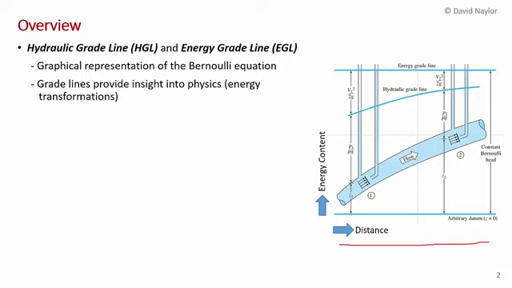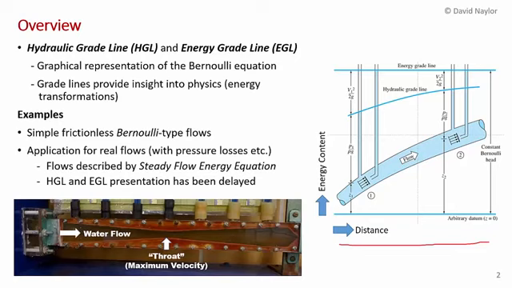So in this video, I'm going to start by defining what the hydraulic grade line is and what the energy grade line is, and then I'm going to apply these concepts to a couple of examples. I'm going to start with simple frictionless Bernoulli type flows. Remember that the Bernoulli equation applies to flows that are inviscid, have no viscosity, no energy losses. They're not completely realistic flows. And then I'm going to apply these concepts to real flows, so flows with head losses, flows with pressure losses down the pipe. I'm going to show how you can apply it to flow across a valve and even flow through a pump where energy is added.